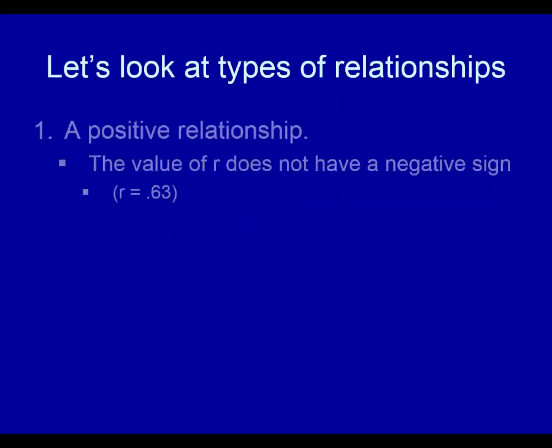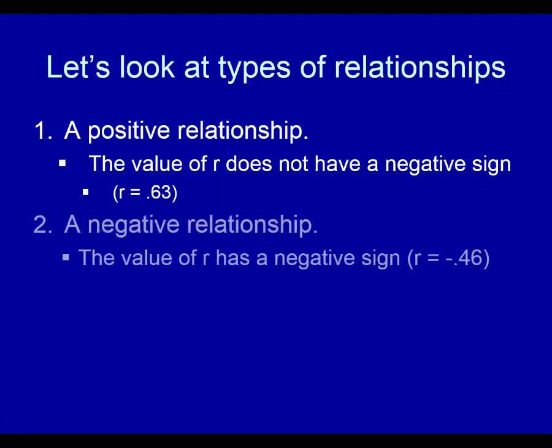Let's look at a couple of types of relationship. The positive relationship. The value of R does not have a negative sign if it's a positive relationship, for example, R equals 0.63. That would be an example of a positive relationship. Negative relationship, the value of R has a negative sign. The illustration here is R equals minus 0.46. The minus sign doesn't show up terribly highly there, but there's a minus sign there at minus 0.46. That would suggest you have found a negative relationship.